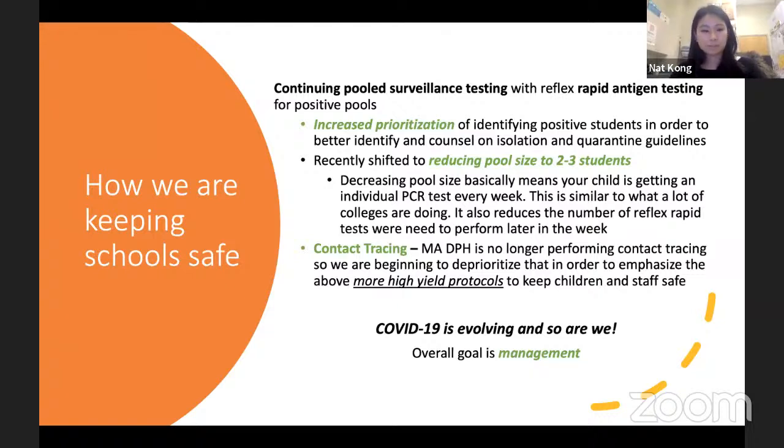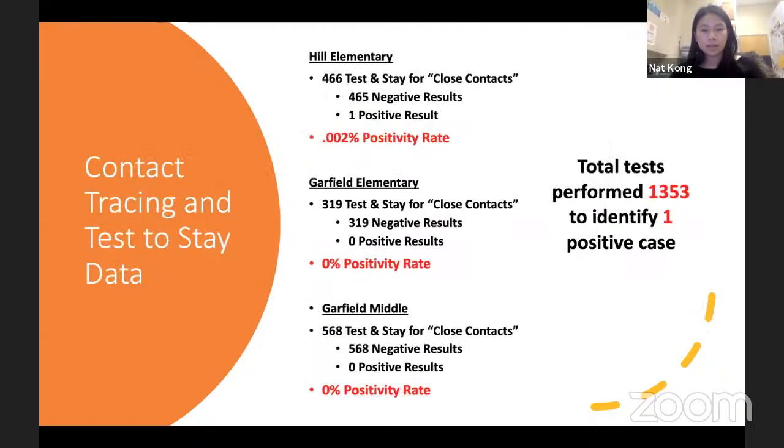All right. And I'm going to just put this data up again, because it's a lot of information, but you can see from each school how many tests they did, how many resulted in negative, how few resulted in positive. And then over on the right-hand side is just the total. Over 1,300 tests performed for test to stay, for contact tracing, since the beginning of the school year, all to identify one positive case. Right?